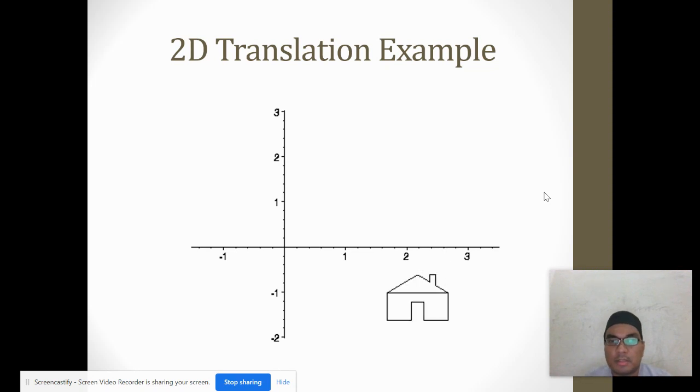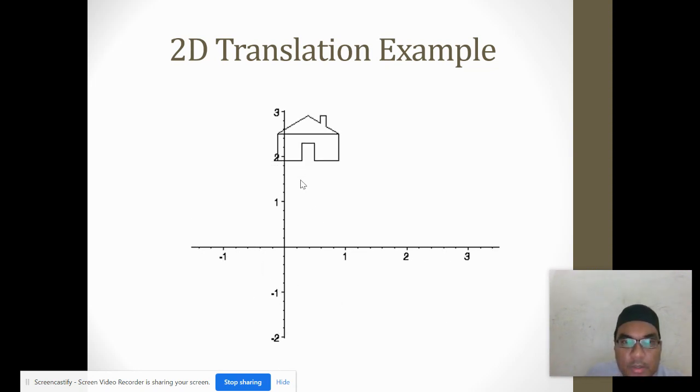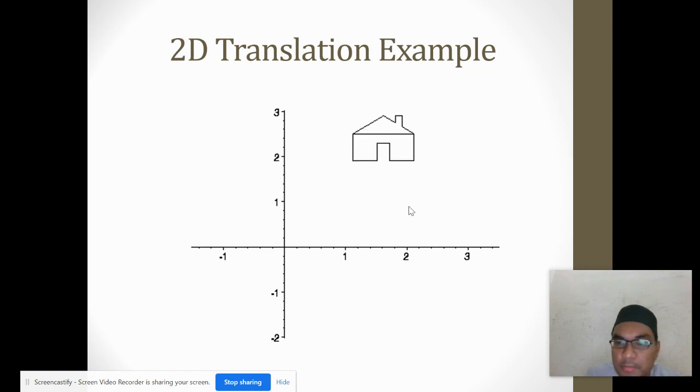So this is the animation of translation, where we can see this house is still the same shape but at a different position only. It does not become bigger or smaller, and it's not rotating, it's just a movement around this axis. So that's for the translation.